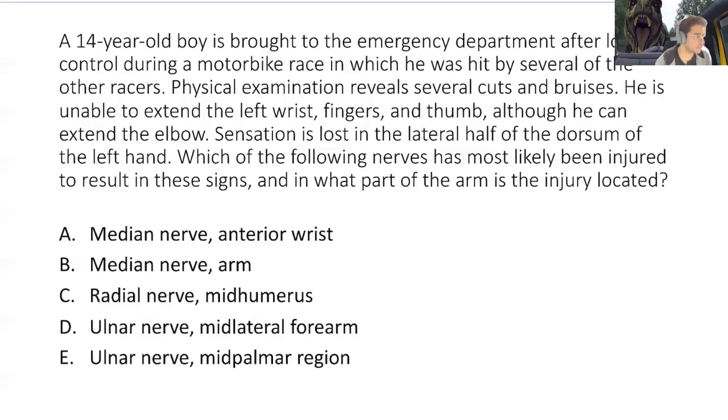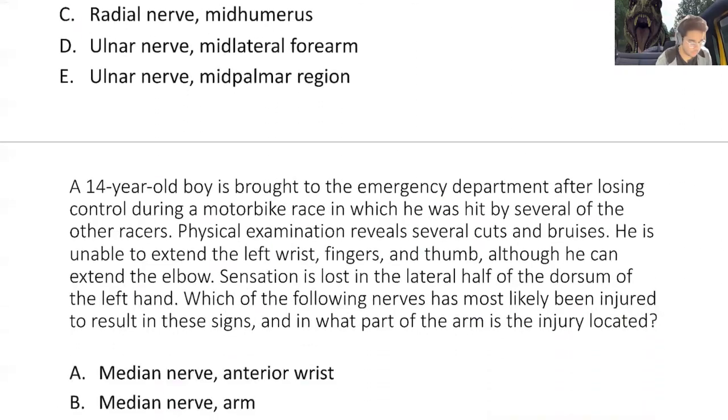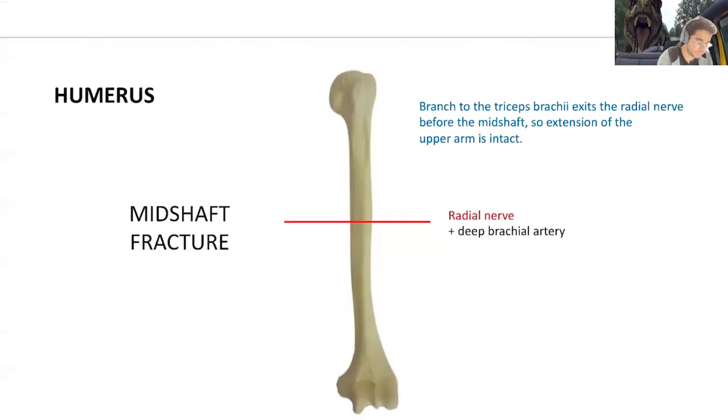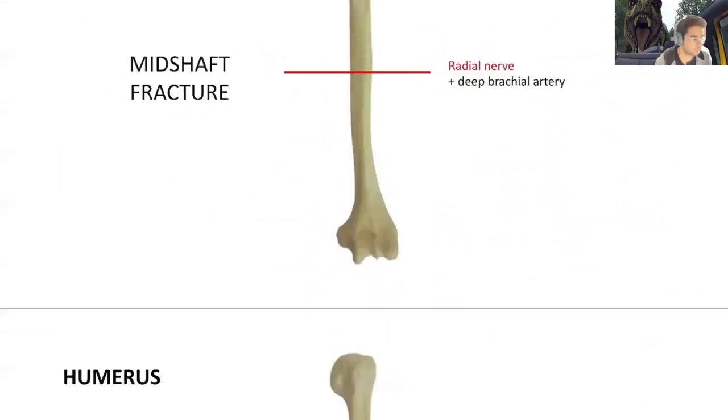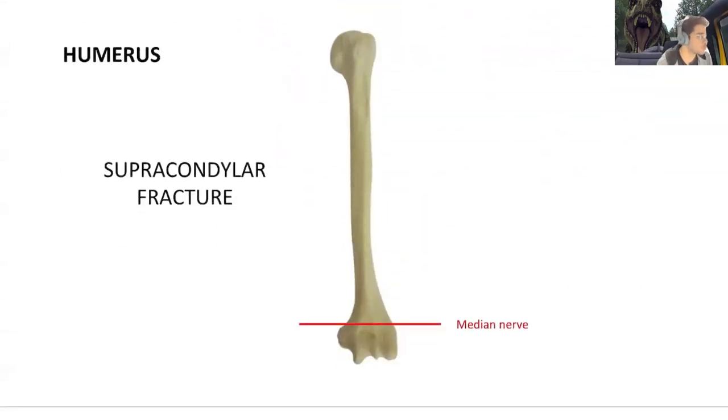And although they can extend the elbow, because remember the innervation is still going at the elbow level to a certain degree, and then everything more distal to that is affected. There are branches that have already been given off. Okie dokie, let's take a look. Remember, the branch to the triceps brachii exits the radial nerve before the midshaft, so the extension of the upper arm is intact. That's very critical. A lot of people miss that in terms of knowing that radial nerve midshaft injuries can have elbow function intact, okay? Now let's talk about supracondylar fracture.